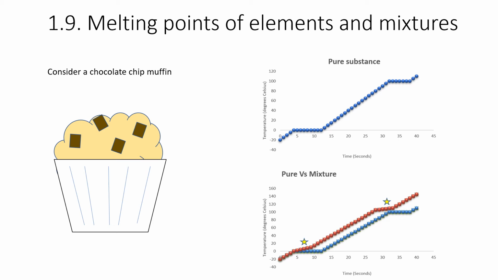So to clarify, pure substances melt and boil at specific fixed temperatures, and mixtures melt and boil over a range of temperatures.